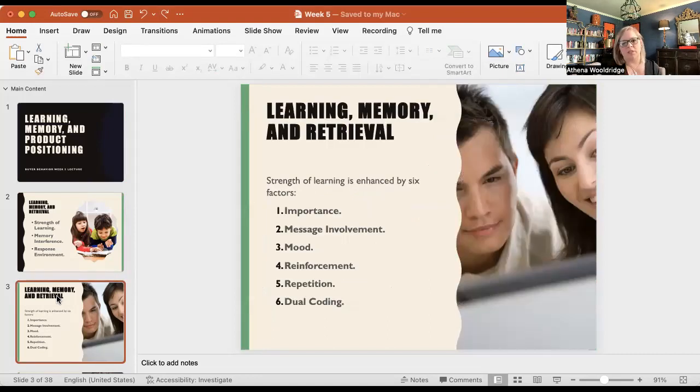So what about the strength of learning? There's 6 different ways that learning is strengthened, if you will: how important that message is, the involvement, the mood of the person at the time, and the mood that the ad will generate. A lot of times we talked about in lecture 4 that we'll try to pull on heartstrings a little bit because of that emotional response versus that cognitive response.